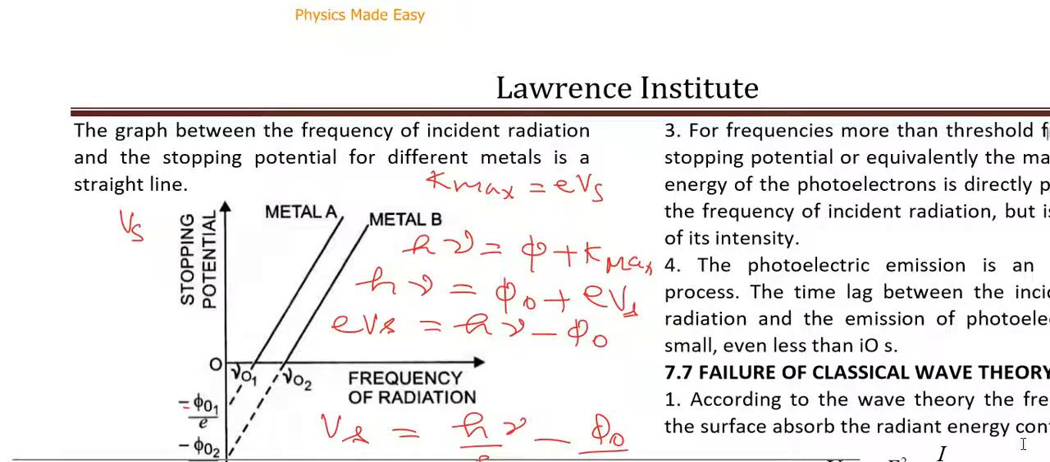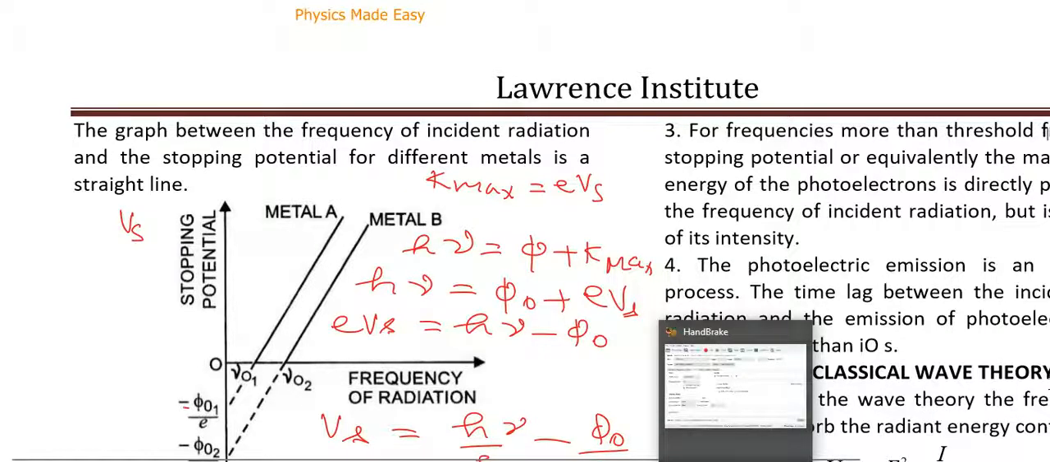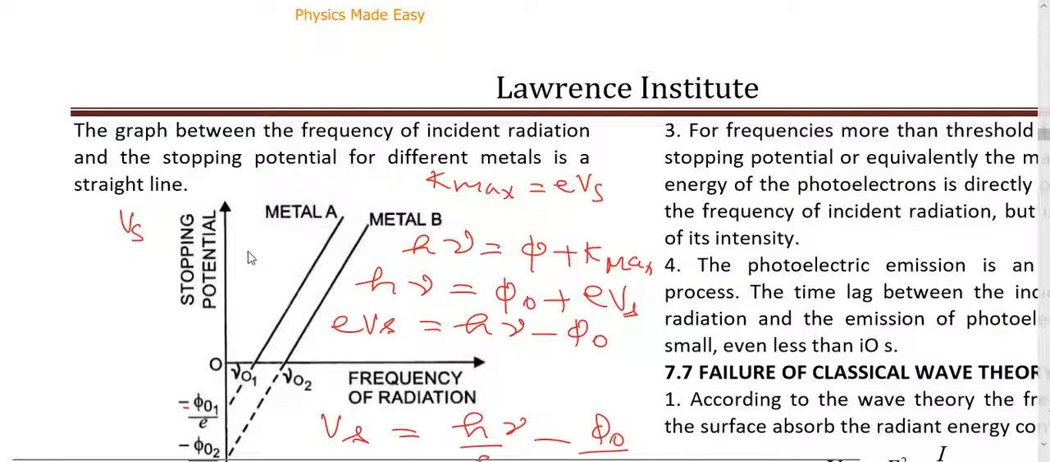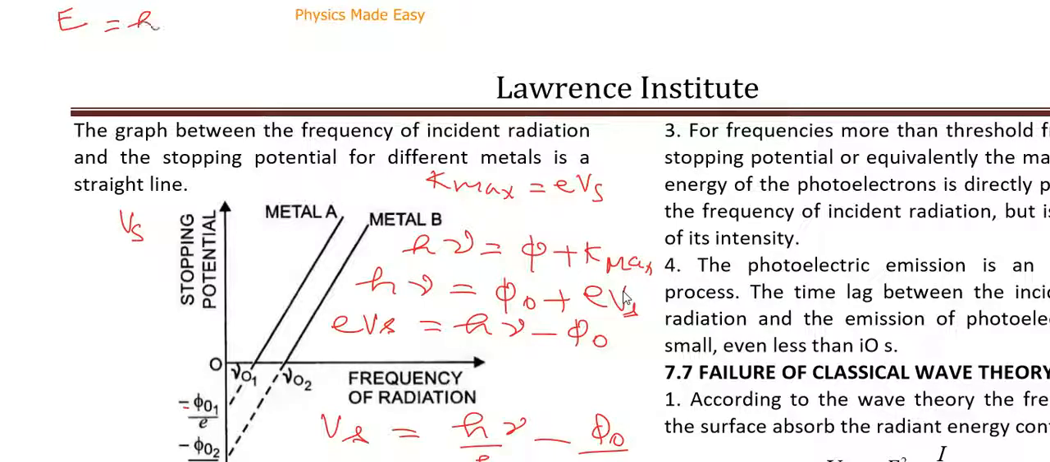Now let us start from where we have just left off. I was talking about the stopping potential, the variation of stopping potential with frequency. I have made use of one fact: the energy of the incident photon is used for two purposes. Let E be the energy of the incident photon.